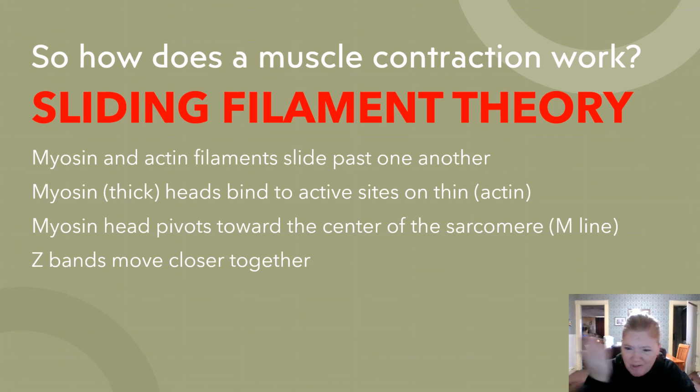So how does a muscle contraction work then? Well, there's the sliding filament theory. So myosin and actin filaments slide past one another. Those thick heads on the myosin bind to active sites on the thin or actin. The myosin head pivots toward the center, and then those Z bands are going to move closer and closer together.